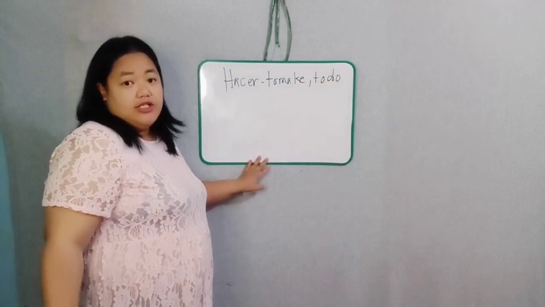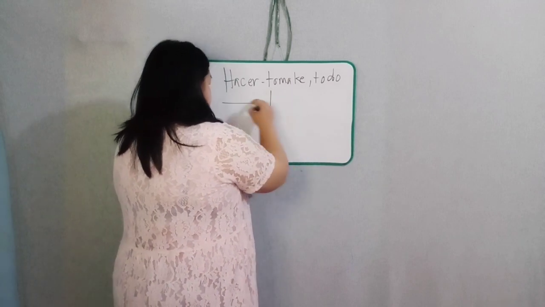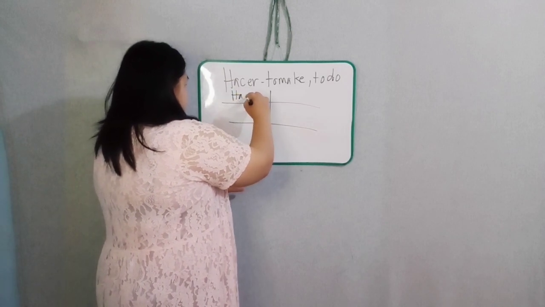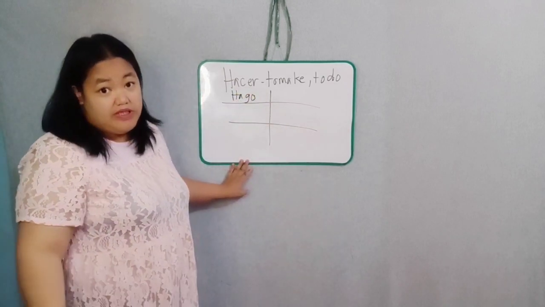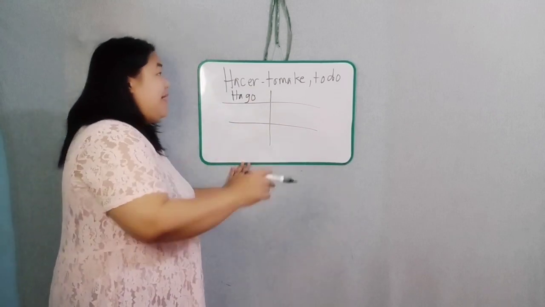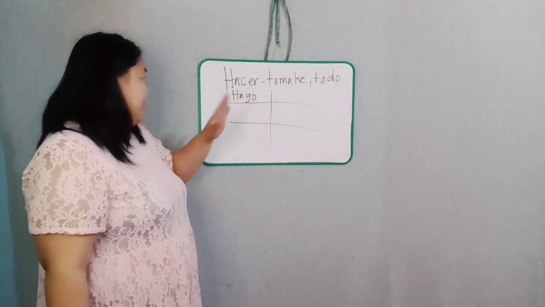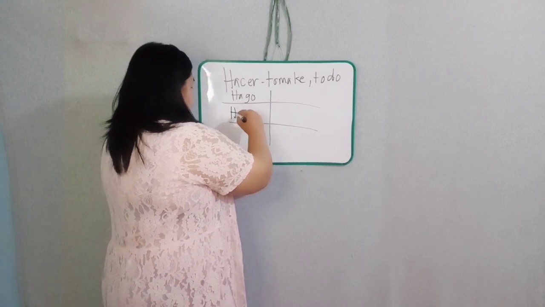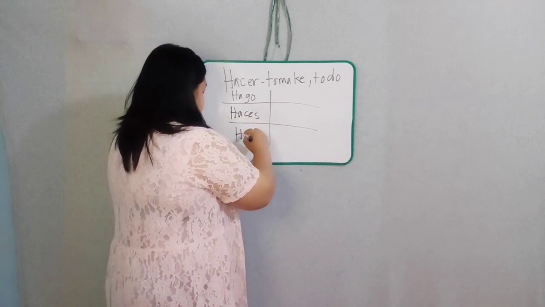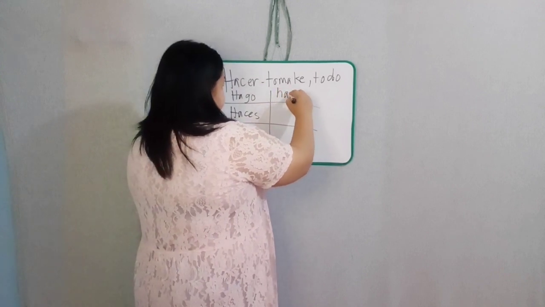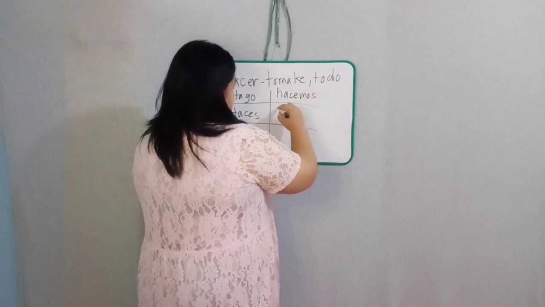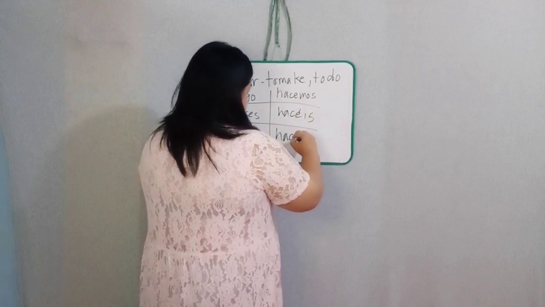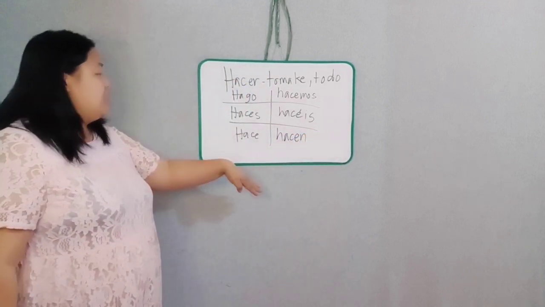Okay. So let's conjugate the verb hacer. So the conjugation of the verb hacer is hago. Oh yeah, before we move on, remember in Spanish, it's always silent H. So we spell it, but we don't pronounce it. So it's hacer, and then hago. Then we have haces, hace, hacemos, hacéis, hacen. Okay, so this is the conjugation of the verb hacer.